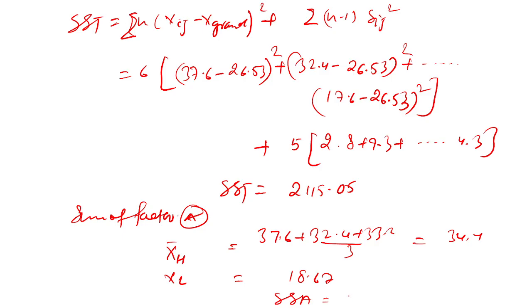So now SSA will become what? Can anyone tell? 3n into (34.4 minus 26.53) whole square, similar to what we did for SST, then (18.67 minus 26.53) whole square. So it will come somewhere around 1850.65. So this came for factor A. Now we'll go with factor B.